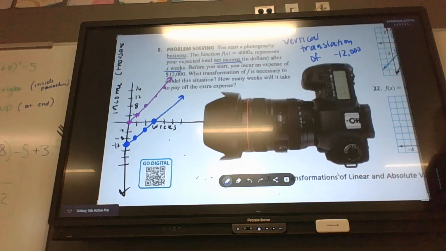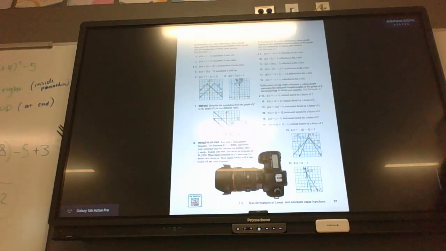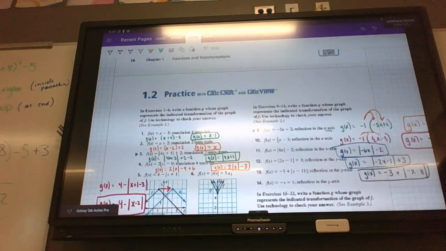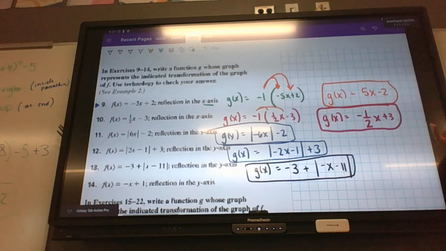So being able to apply this to these real life scenarios is more important than just the number problem. So I, on purpose, took some time to talk about this one. And I love talking about income and expenses, building businesses. That was number 8.